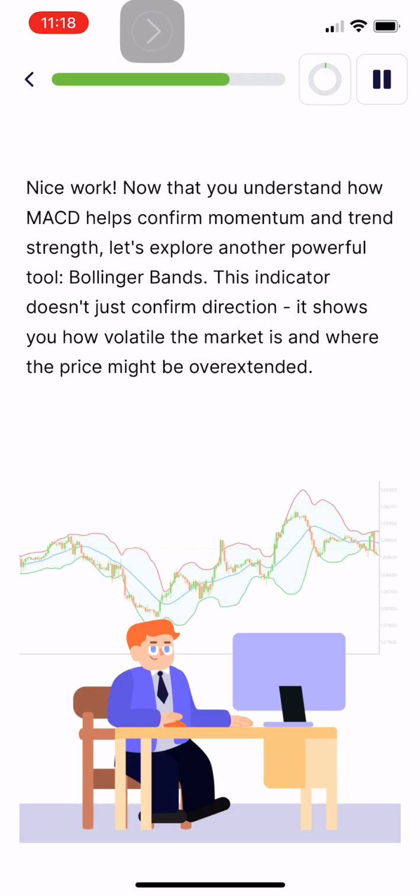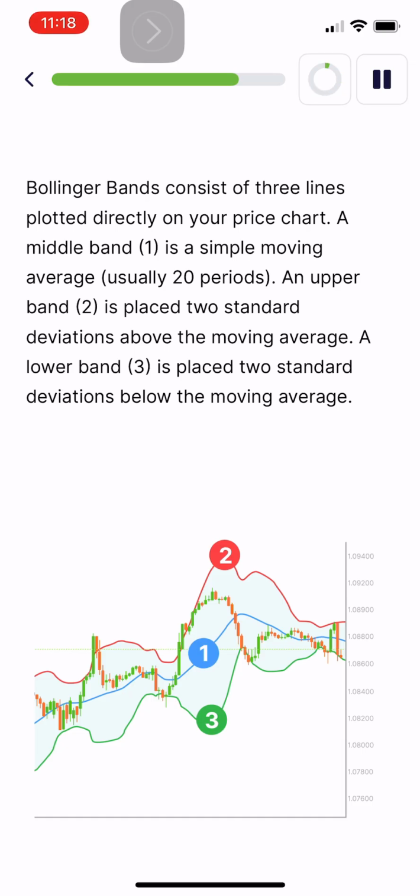Nice work. Now that you understand how MACD helps confirm momentum and trend strength, let's explore another powerful tool, Bollinger Bands. This indicator doesn't just confirm direction, it shows you how volatile the market is and where the price might be overextended. Bollinger Bands consist of three lines plotted directly on your price chart.